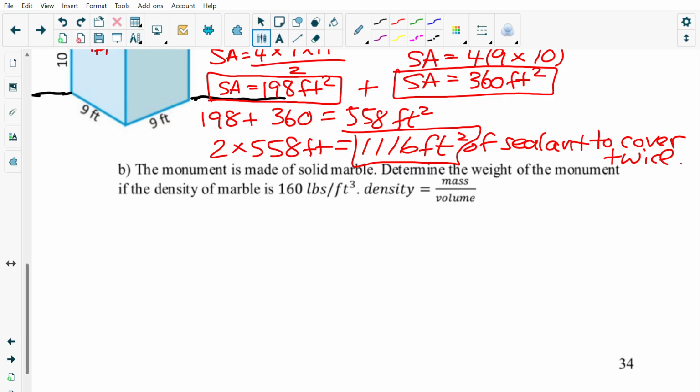Next one, the monument is made of solid marble. Determine the weight of the monument if the density of the marble is 160 pounds per cubic foot. So this cubic foot part, this is a volume. Remember, density is mass divided by volume. I have this value here, which is the mass per volume. I just need to find the volume.